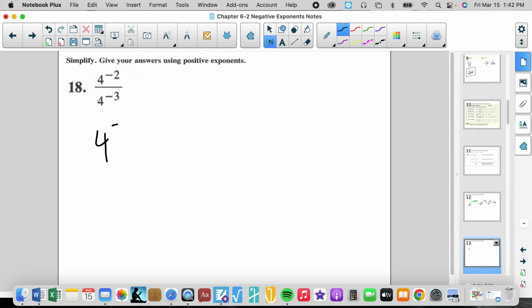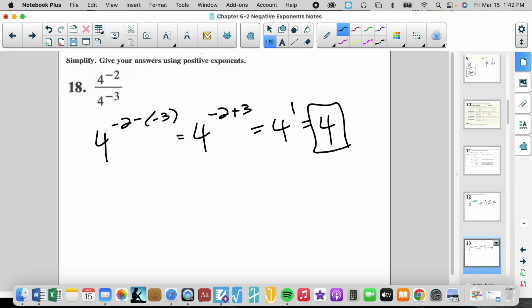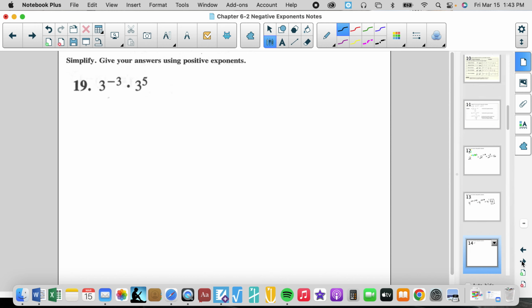This is 4 to the negative 2 minus negative 3, which is 4 to the negative 2 plus 3, which is 4 to the first, which is 4. We have to write it as 4. Do not write it as 4 to the 1. Now we are multiplying like bases, so we are going to add their exponents. And that gives us 9.